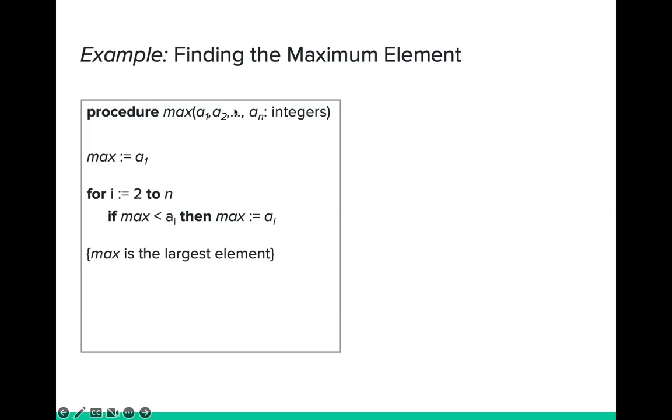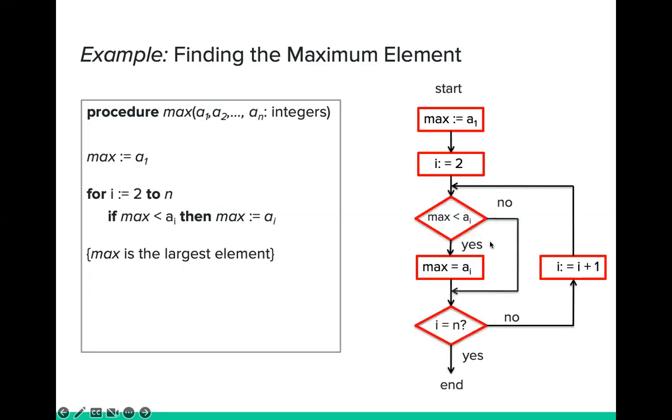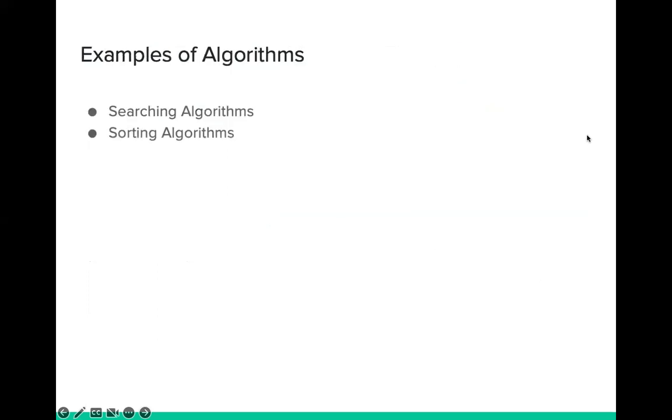Okay, so for example, let's say A sub 1 is 0. Then we will iterate 2 to n. So if max, which is 0, is less than A sub 2, let's say 1, then we are going to update the max into A sub 2. And that means that we are going to compare A sub 2 to every other element until A sub n. Okay, so we can also express it in the form of a flowchart.